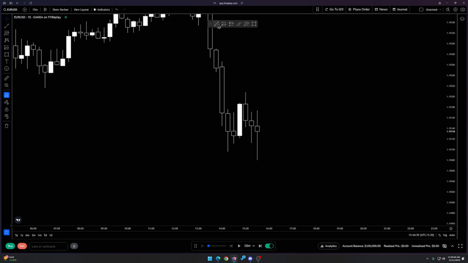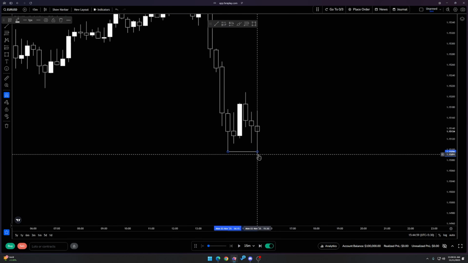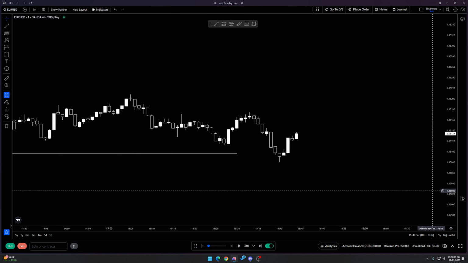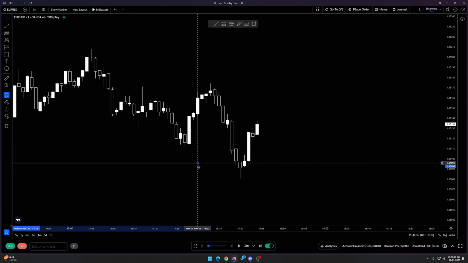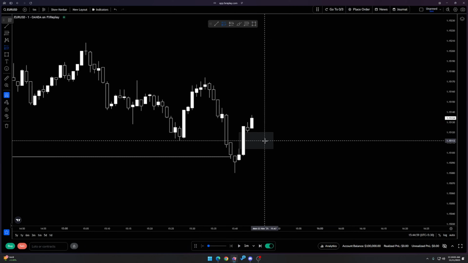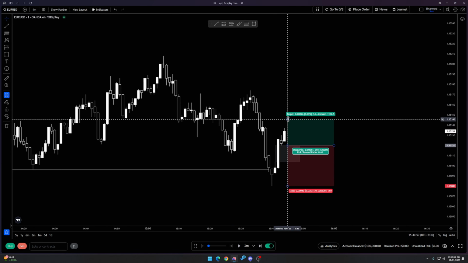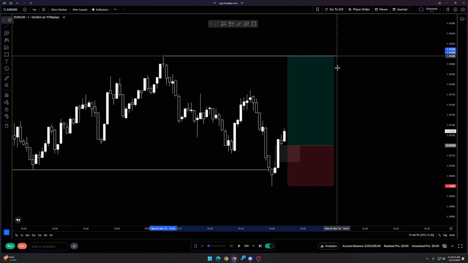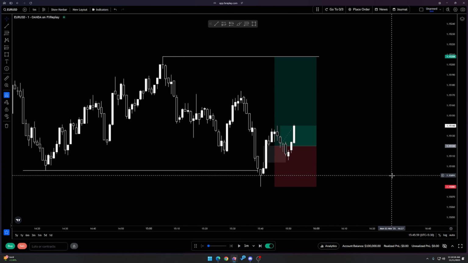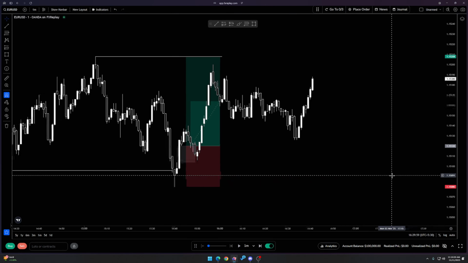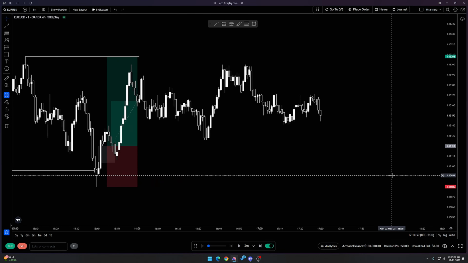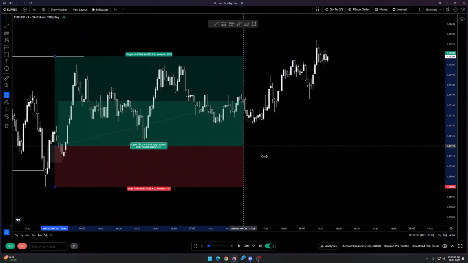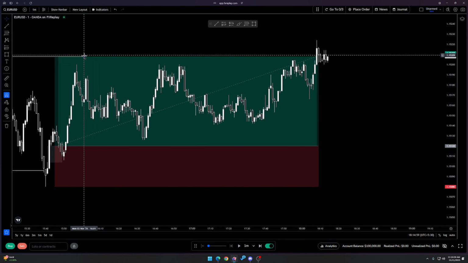Now let's move on to the next example. Once again, here we have a 15-minute sell-side liquidity sweep. We'll drop down to the 1-minute time frame and we can already see a fair value gap forming. We'll place our long entry on this gap, keep our stop loss below the lows, and target the buy-side liquidity. Here, the market triggers our order, moves sideways for a while, and eventually pushes higher to hit our target beautifully.